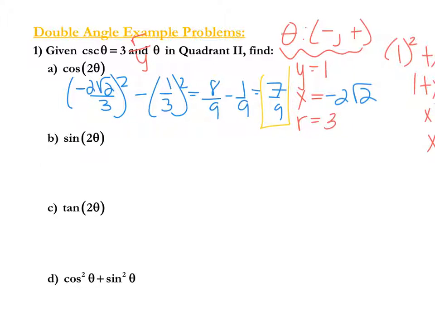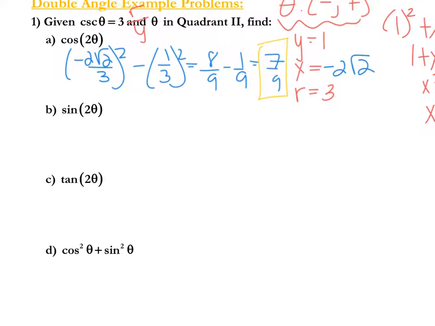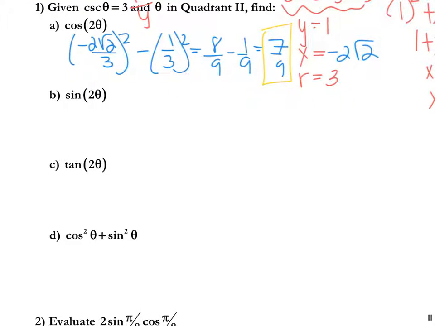Okay. If you're not sure how we got 2 root 2 squared to be 8, remember that over here, the square root of 8 was 2 root 2. So if we square that, then it's going to go back to 8. If you would have chosen either one of the other cosine double angle identities, you would have gotten the same answer.